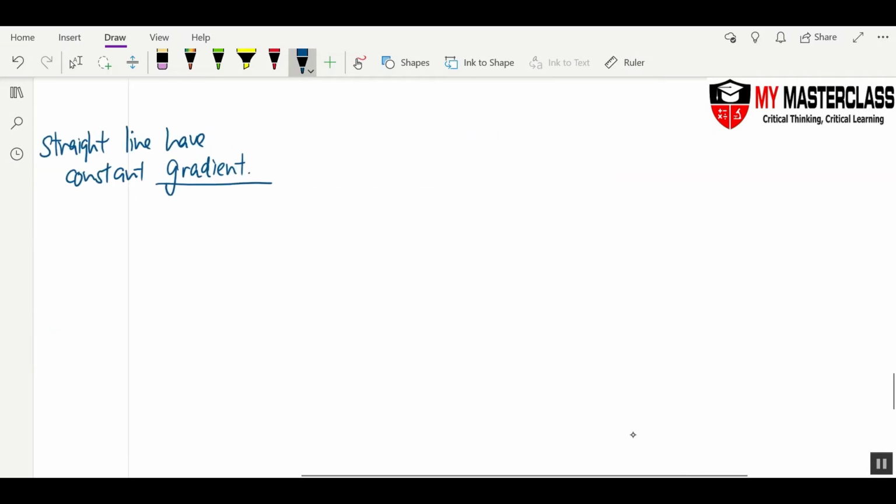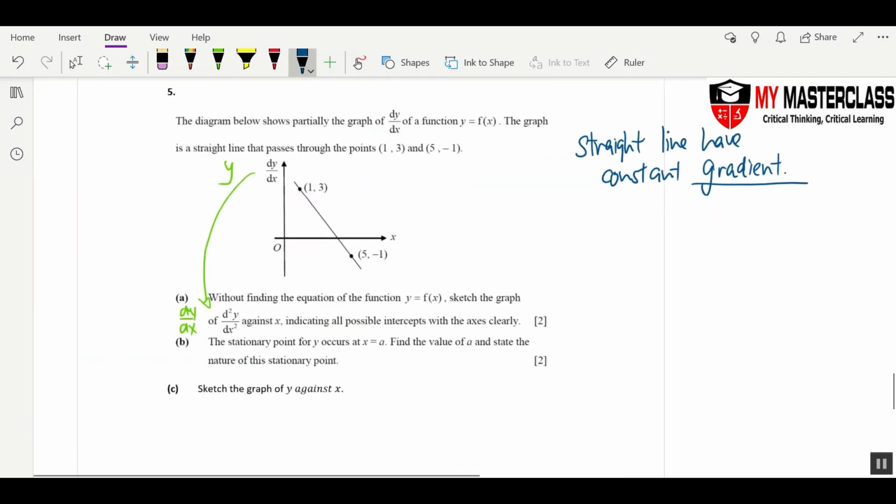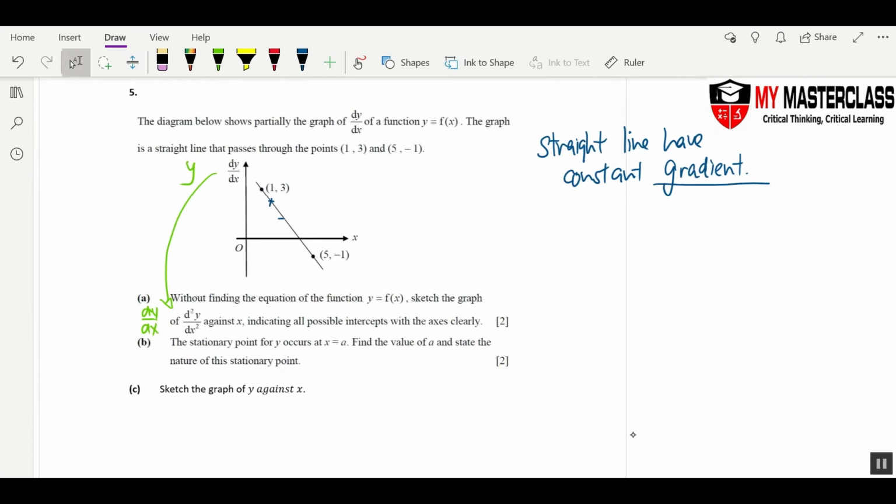That means regardless of where you are on the straight line, if you are here, here, or here, it doesn't matter. Your gradient is the same. And what is this gradient? So write down the gradient is equal to (3 minus (-1)) over (1 minus 5), and this will be negative 1. So it means that the gradient of him is equal to negative 1.